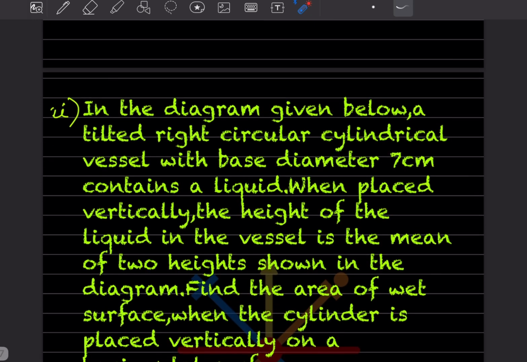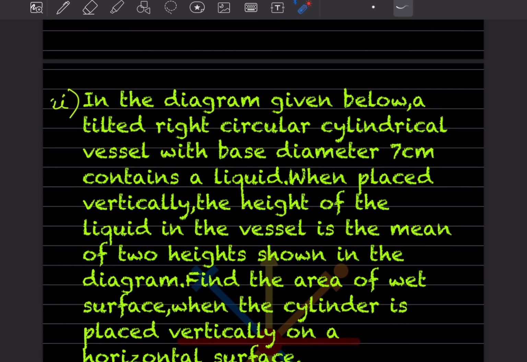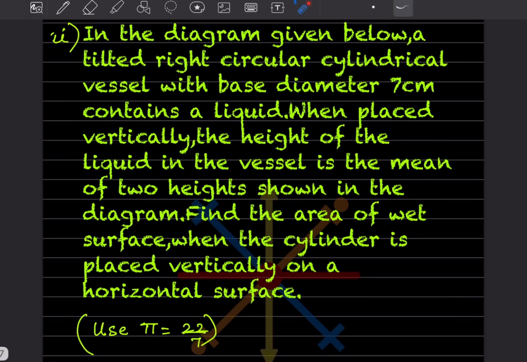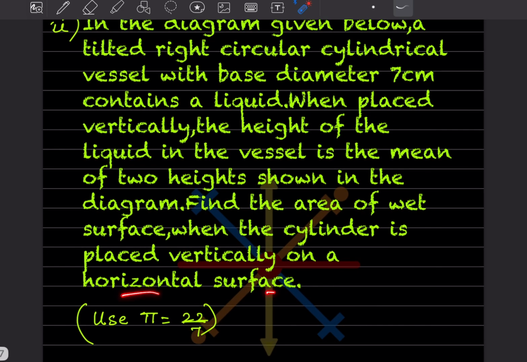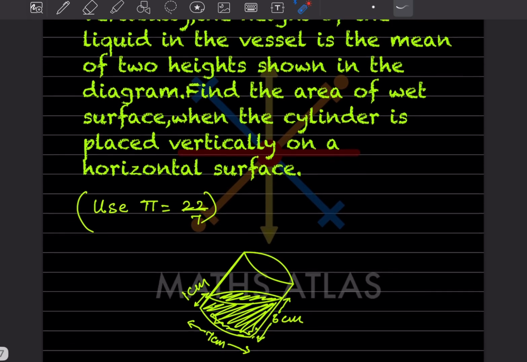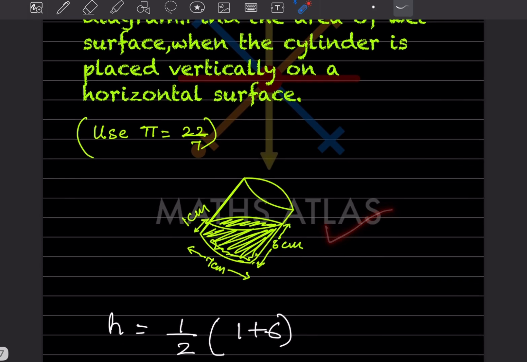In the diagram given below, a tilted right circular cylinder vessel with base diameter 7 cm contains a liquid. When placed vertically, the height of the liquid in the vessel is the mean of two heights shown in the diagram. Find the area of the wet surface when the cylinder is placed vertically on a horizontal surface, and you have to use pi as 22 by 7. So this is the diagram given.